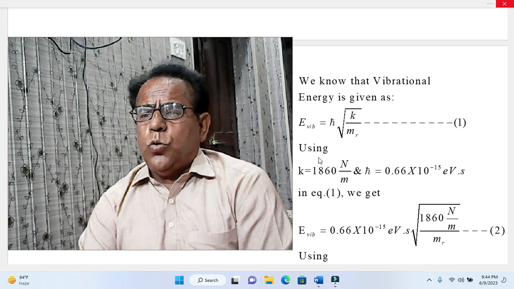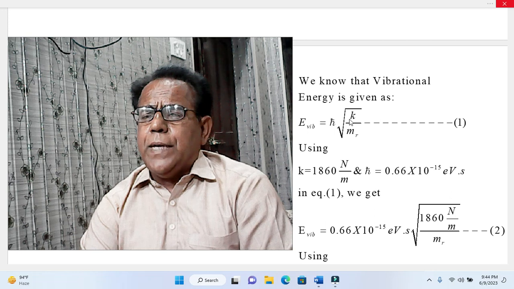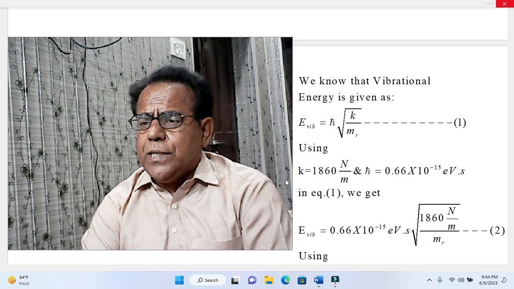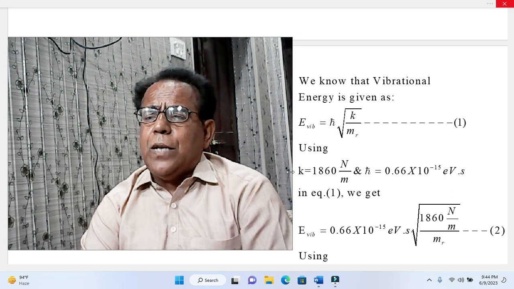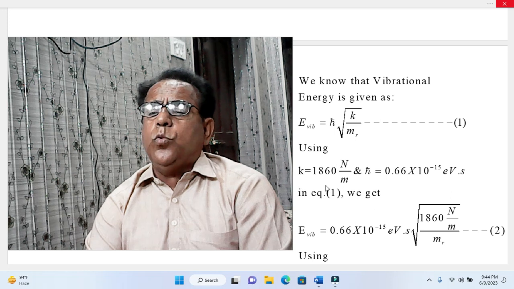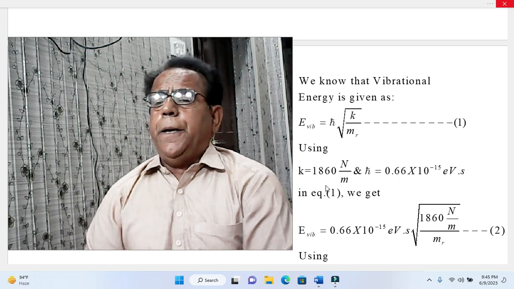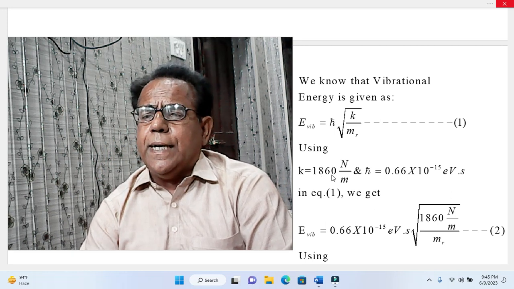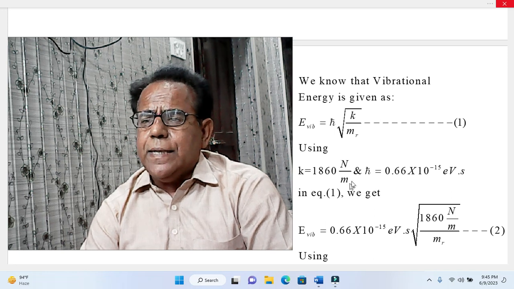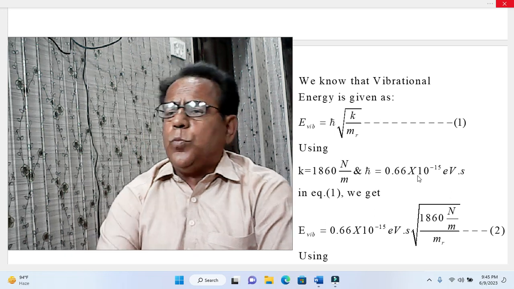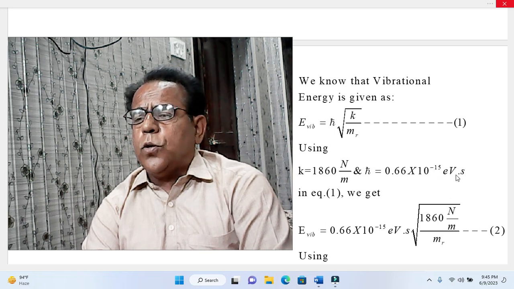Okay, so in equation number 1 we will use k equal to 1860 Newton per meter. We have taken this value of force constant k from tool number 3, in which a table was introduced in alternate forms or versions. Force constant k is equal to 1860 Newton per meter. We have taken this value from the table which was included in tool number 3. Okay, and h cut is equal to 0.66 into 10 to power minus 15 electron volt second.